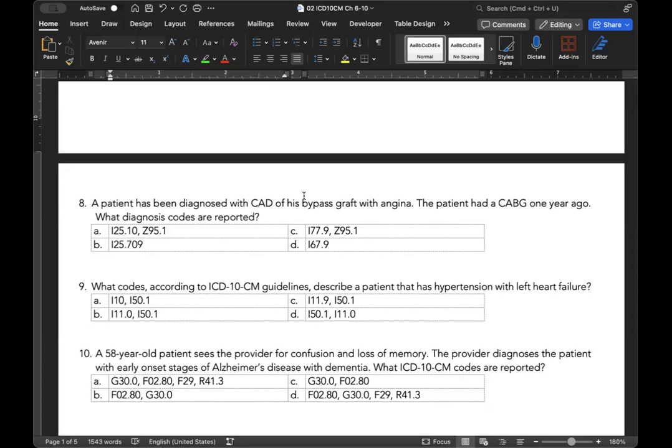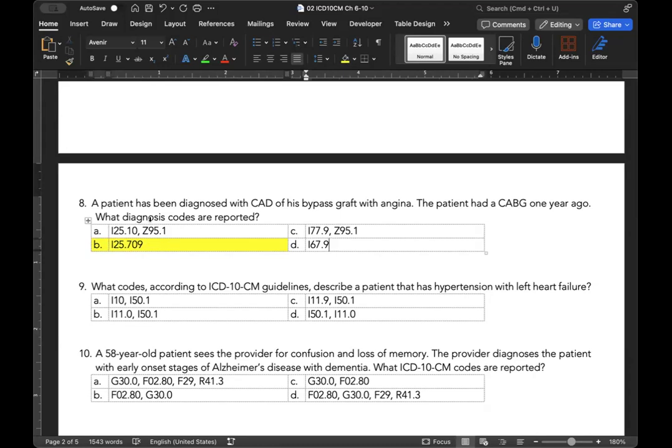So, Dawn, I'm trying to figure out where you got the 702 instead of the 709. No, you're fine. Oh yeah, because 702 is refractory. I get it. My eyes jump all the time. So we have arteriosclerosis, coronary artery, bypass graft with your angina pectoris, and we have I25.709.